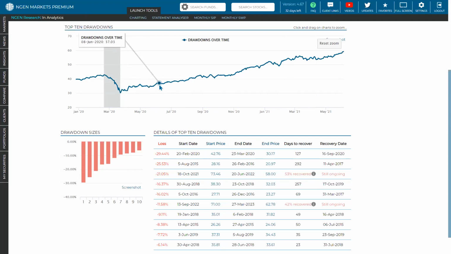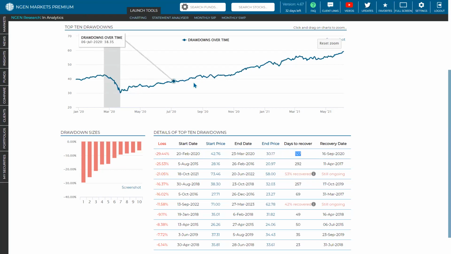So the drawdown analysis helps us understand how much loss has occurred within the start and end date. You can see the loss has been negative 29.44% for this period. The start date of the loss is 20th Feb 2020. The start price was similarly 42.76, close to here. And the end price of that particular loss was effectively 30.17, right? And once you see this end price, then you see how many days it took to recover.